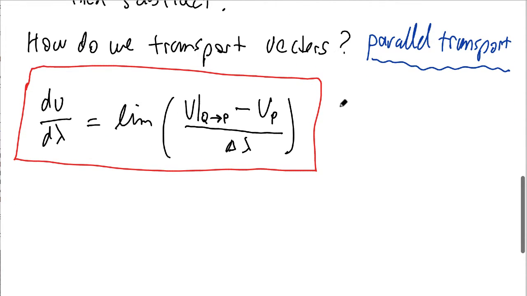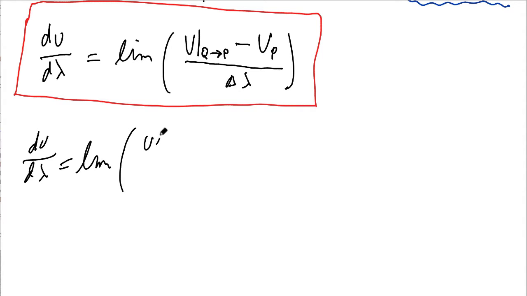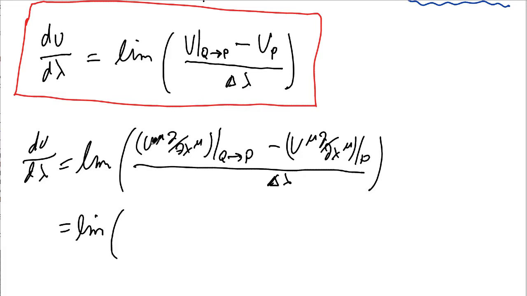First, let's expand these v's in a coordinate basis. So we can write this as dv d lambda equals the limit of v mu d by dx mu, the vector that sits at point Q, parallel transported to point P, minus v mu d by dx mu at point P, all divided by delta lambda. Now, the v mu's here are just numbers, right? So they're not affected by this transport from Q to P. That only affects the vectors.